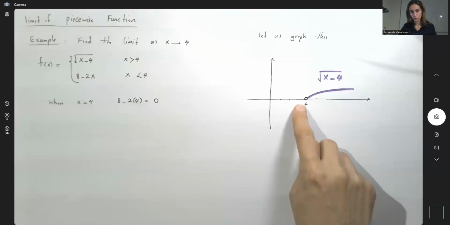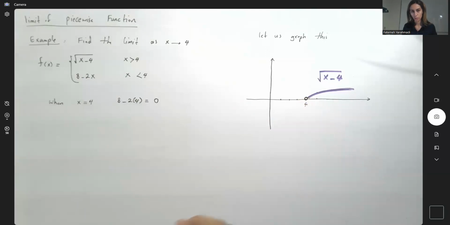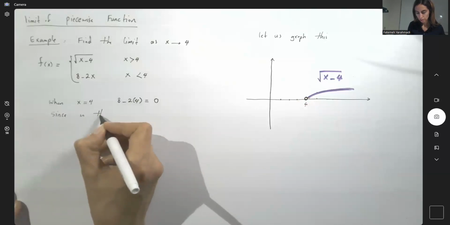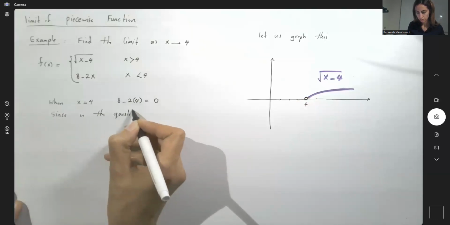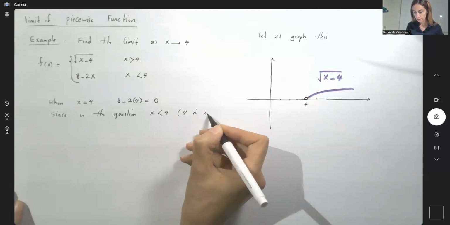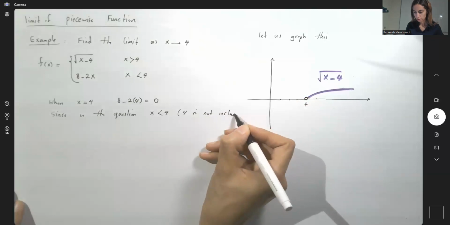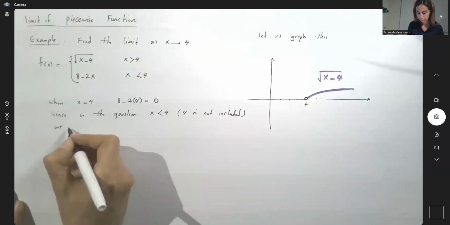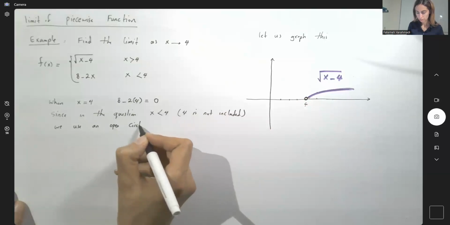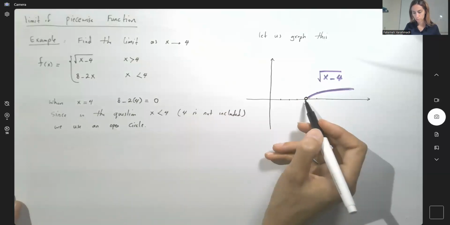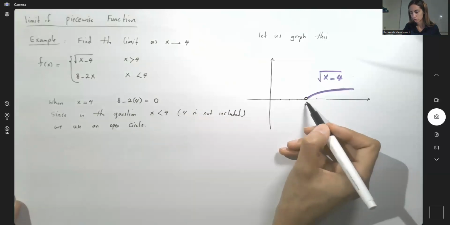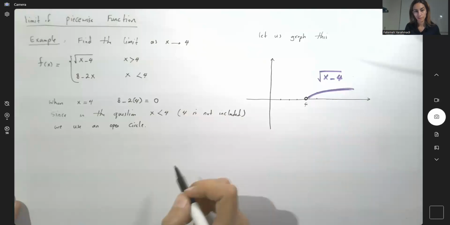The same as what you see here. So that's why we keep an open circle. Since in the question x is less than 4, 4 is not included, we use an open circle. Very good. When x is 4, your y value is 0 again. So we're going to keep this open circle.